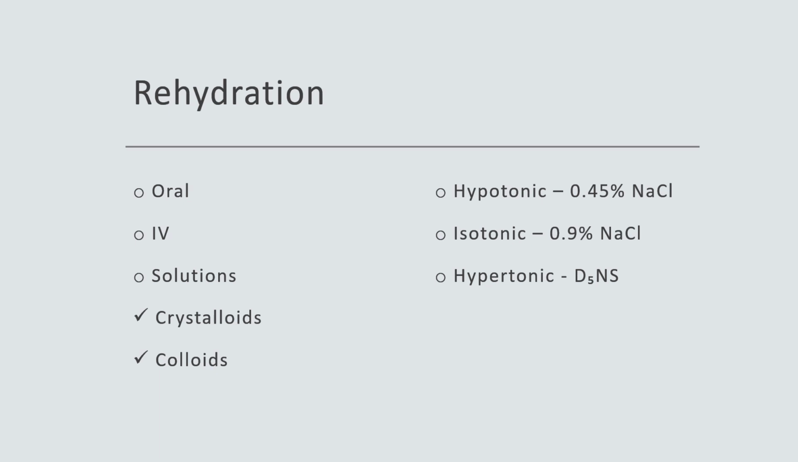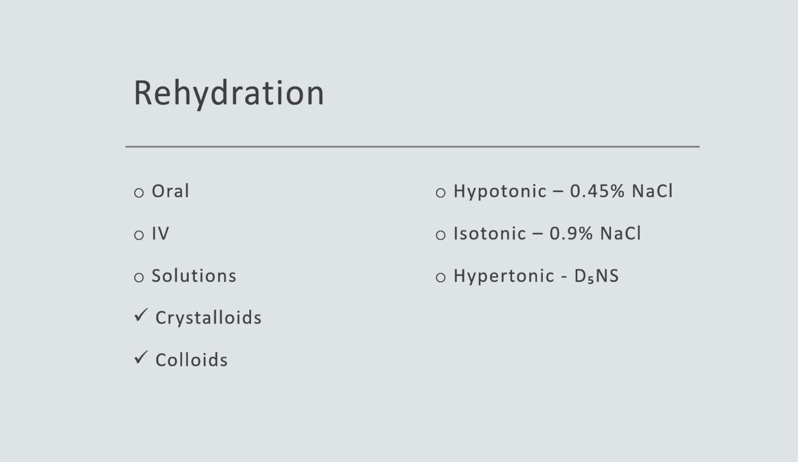Crystalloid solutions are fluids that contain solutes. These are electrolytes or dextrose. These are readily dissolved in a solvent, which is water, and diffuse through the cell membrane. These are classified according to their osmolality: hypotonic, isotonic, or hypertonic, as well as tonicity, the ability to make water move in and out of the cell by osmosis.